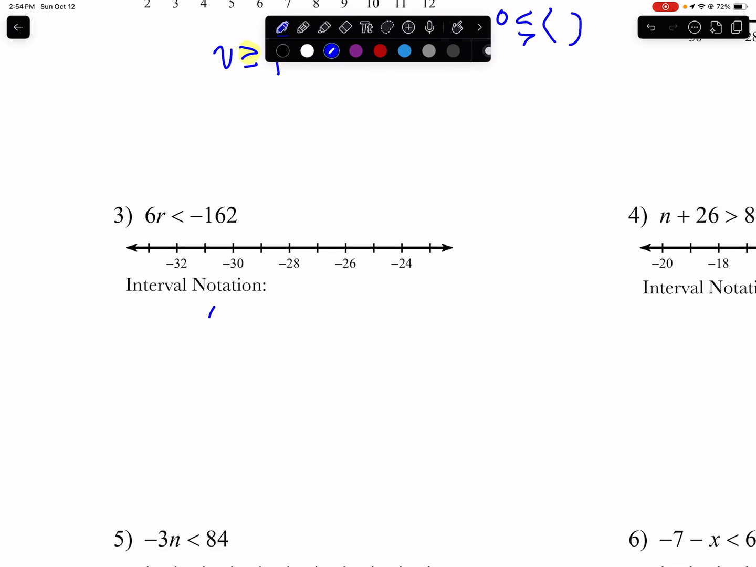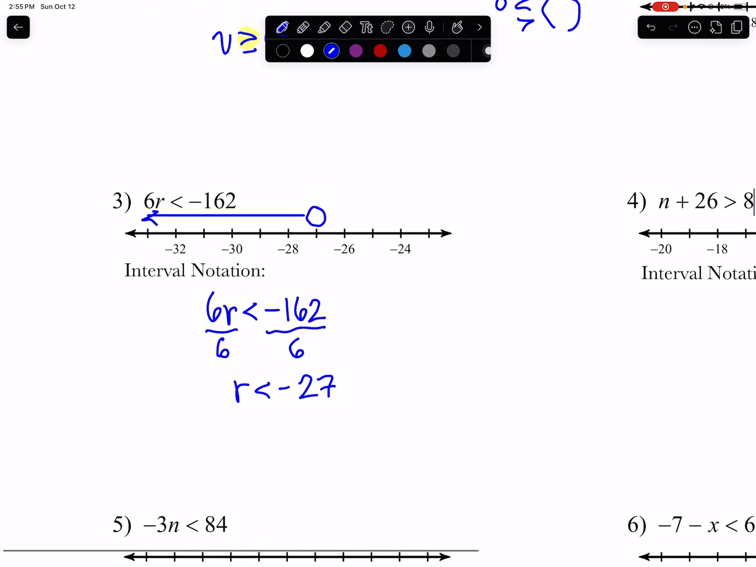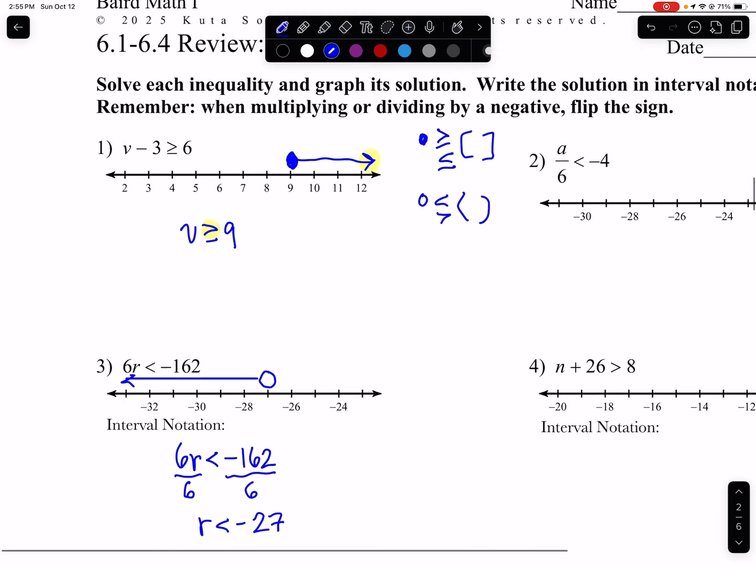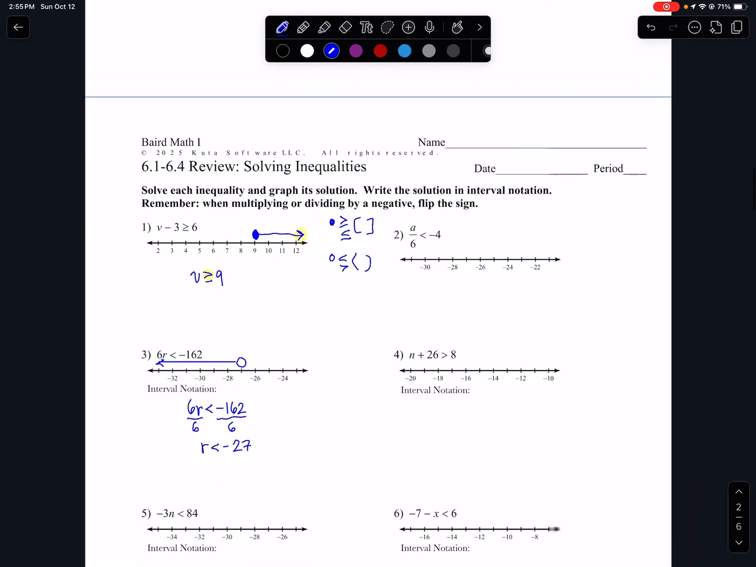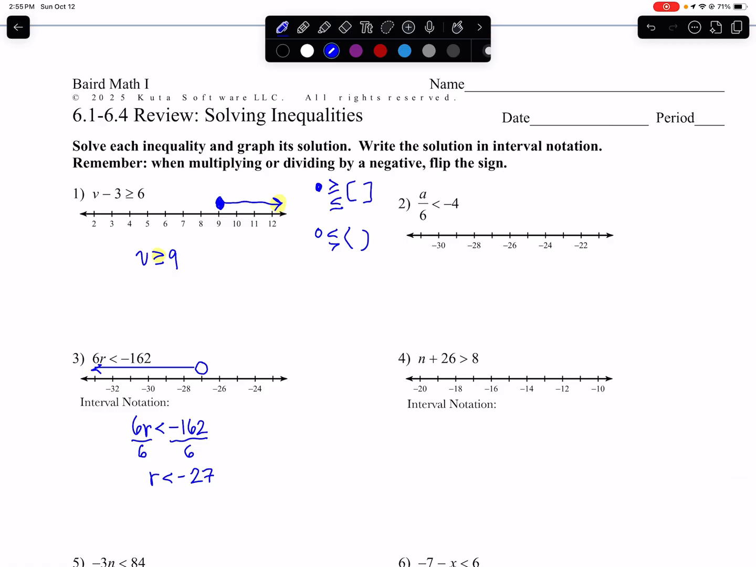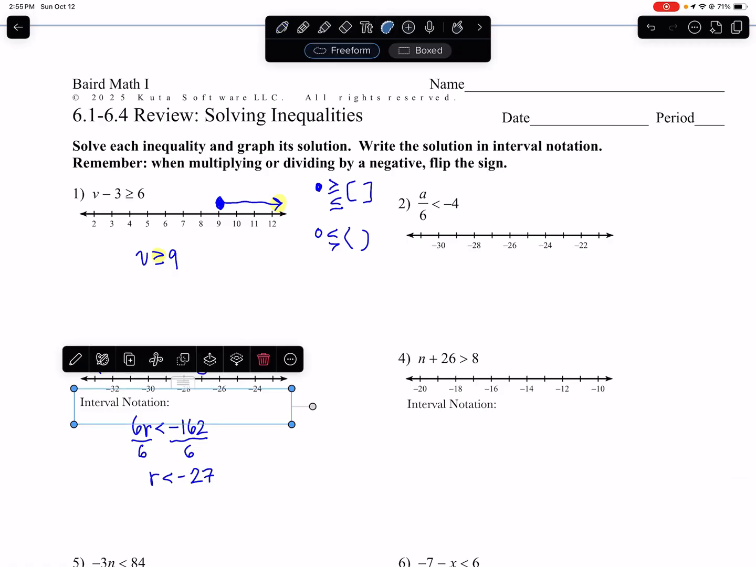For this one here, I'll copy down the problem. Even though there's a negative, we're not actually dividing by a negative, so no need to switch the sign here. And I did this on my calculator earlier and got negative 27, which is here. And that's going to point this way, since we're less than negative 27. All right. Let's copy this real quick.